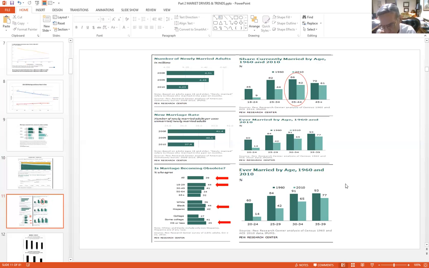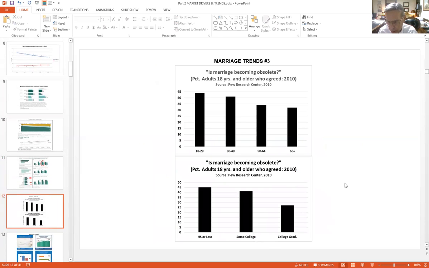And so this raises a question, just what is the attitude about marriage? Do people intend not to get married? Do they think marriage is no longer a good idea? Is it obsolete? And in the panel at the lower left, you get some indication, but I don't think that's a very good chart. So I recreated it this way.